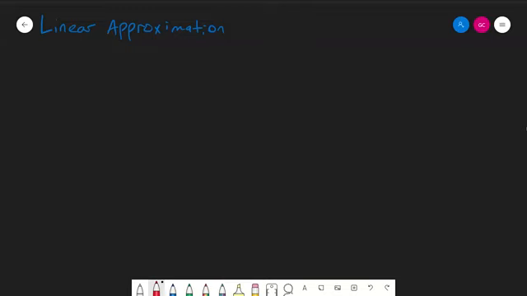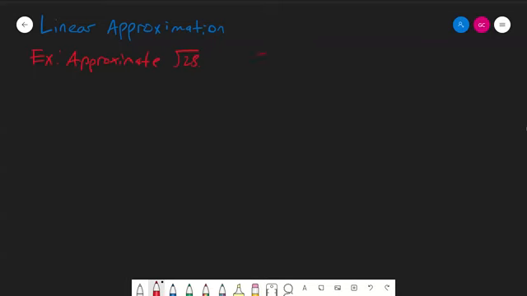The idea of linear approximation is one of the most important ideas of calculus, and it's really pretty simple. I'm going to illustrate it just with an example. So let's imagine that you wanted to approximate the square root of 28.